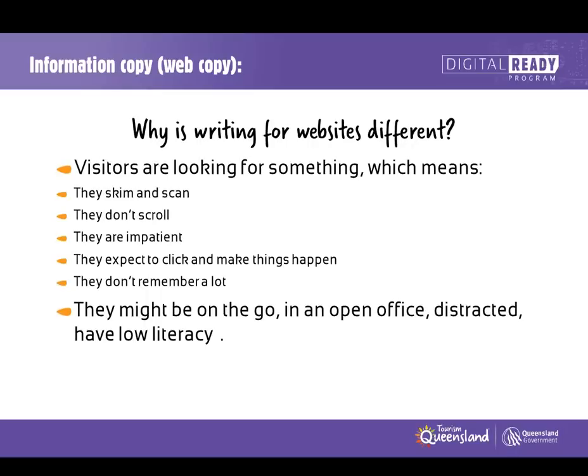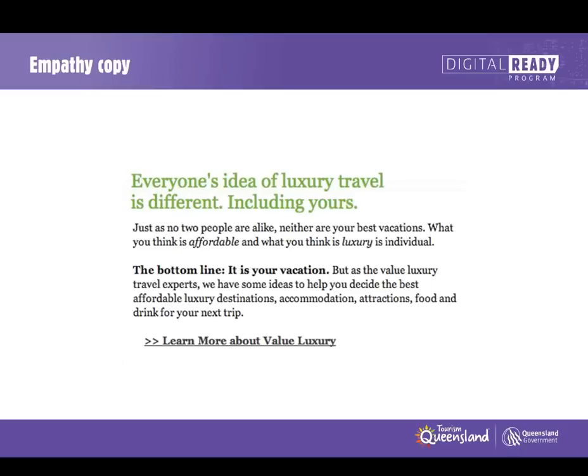And they don't remember a lot. They might also be on the go. They might be in an open plan office. They might be distracted by phone calls, or if they're at home, by children or something like that. And they might also have trouble with literacy, which is actually quite common, not that they can't read, but it's more difficult to read on screen. So all these things are going on for someone that is trying to perform a task.